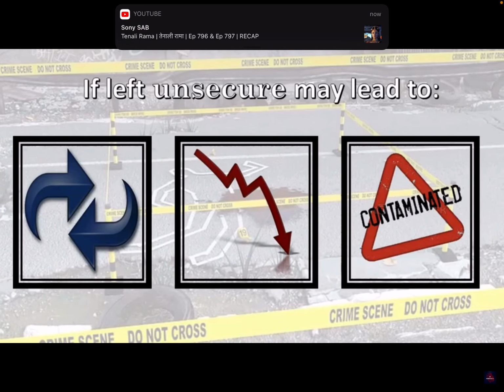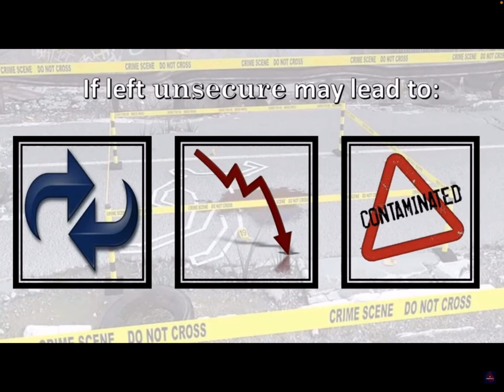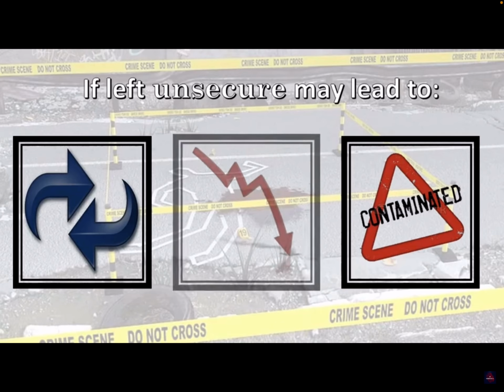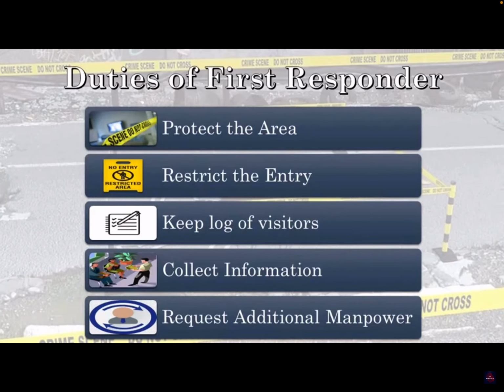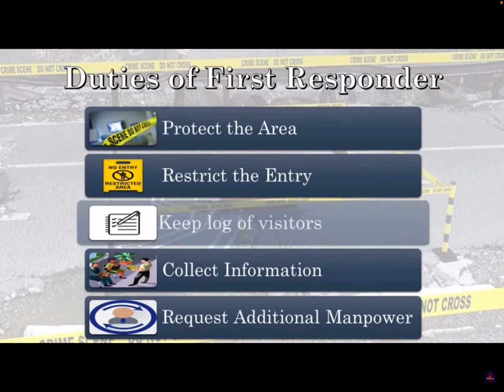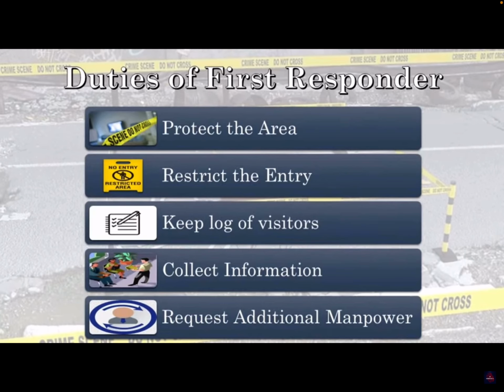If an area is left unsecured, it may lead to the transfer, loss, or contamination of evidence. So it is the responsibility of the first responder to protect the area, restrict entry, keep a security log of all those who visit the crime scene, collect pertinent information, and request additional manpower and field experts related to the crime scene if required.